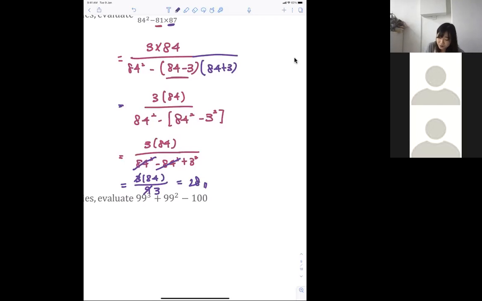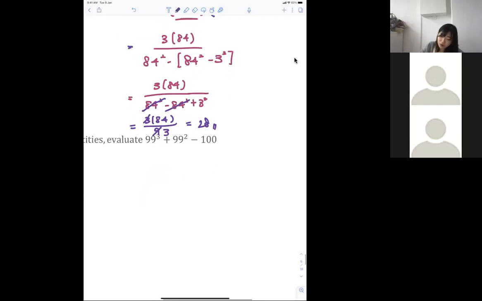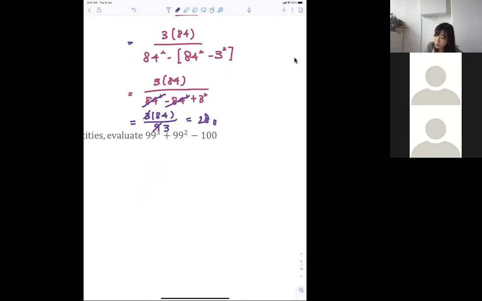All right. Okay, all done. One more. Okay, we see here you got 99 cubed and 99 square. So you treat it as x cubed and x square. We can take out x square, which is 99 square. 99 cubed, you take out 99 square, you still got 99. 99 square, you take out yourself is 1. Okay, minus 100.